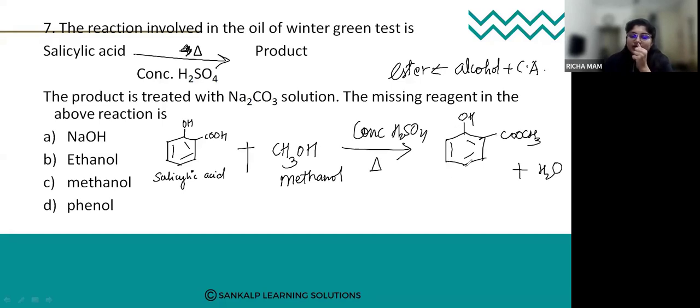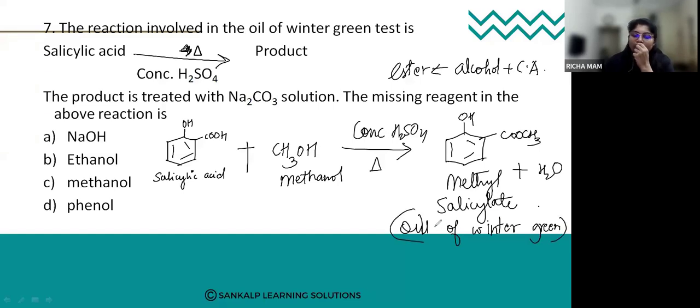So this is called methyl salicylate. This is called oil of winter green. Okay, so option C. Salicylic acid, when it reacts with methanol, forms the oil of winter green.